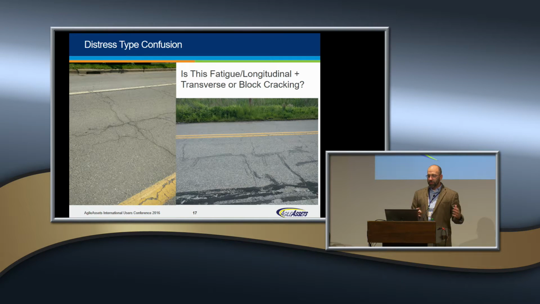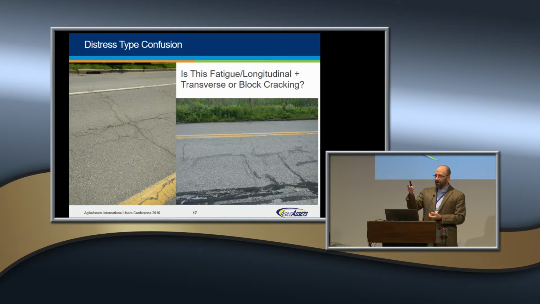There were some issues in identifying what we are actually looking at. Why is this important? Well, in most cases for driving treatment selections in the software, you're going to want to target treatments to your structural type distresses for one type of treatment, and your functional or environmental or non-load type distresses for another type of treatment.